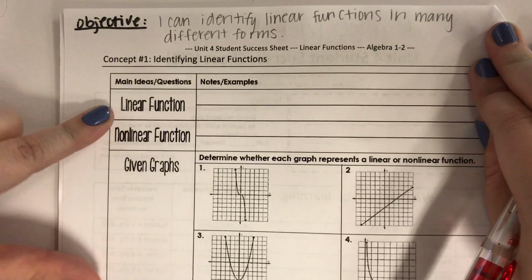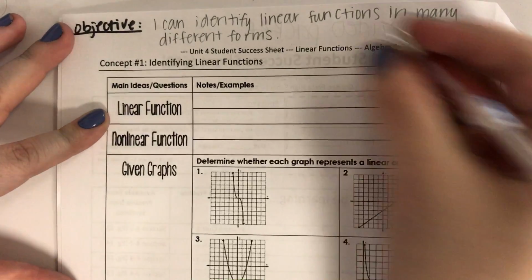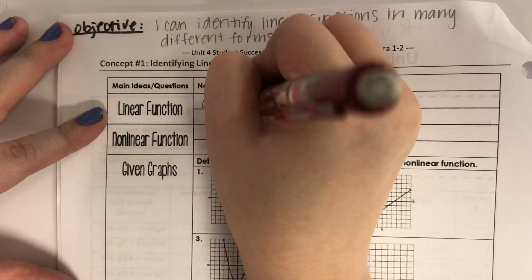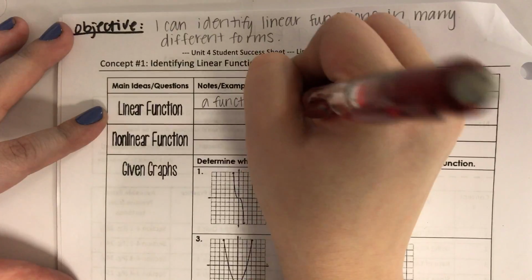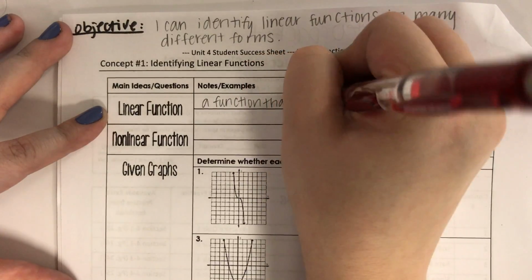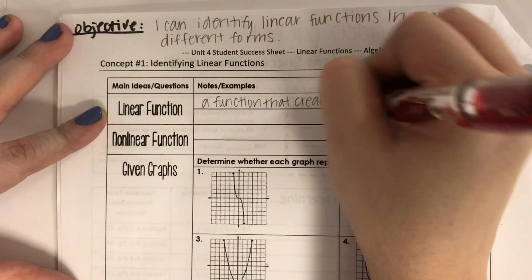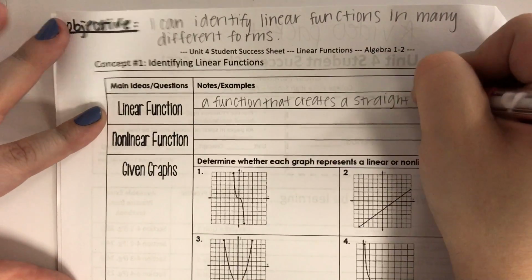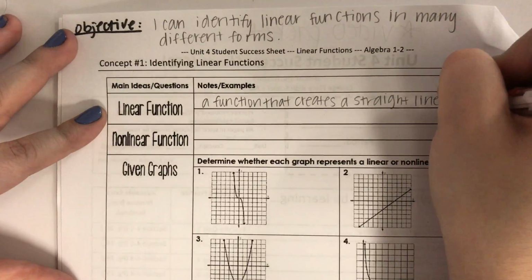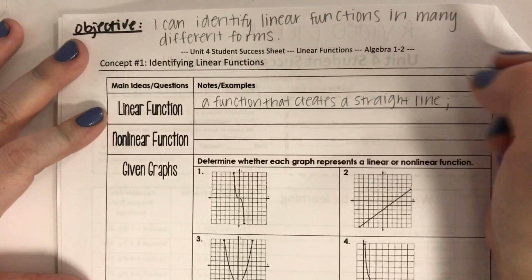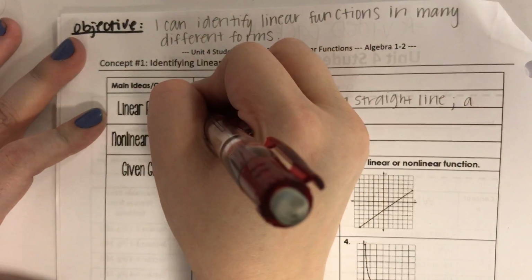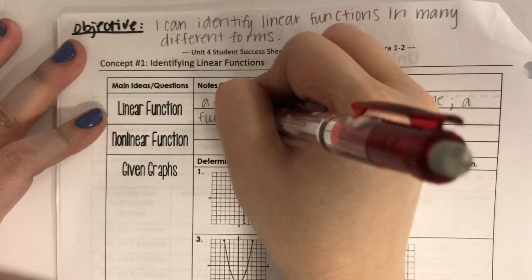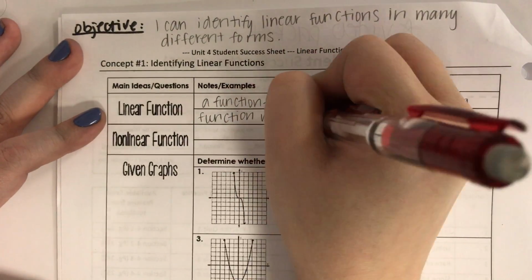Okay, so first of all, what is a linear function? Well, a linear function is a function that creates a straight line. And you can put a semicolon, or a function with a constant slope. And we're going to learn about slope in a little bit.